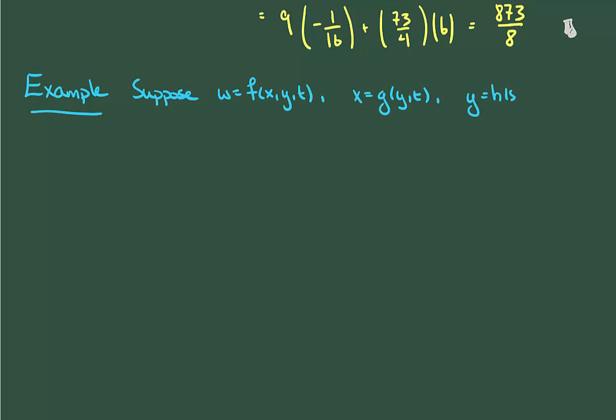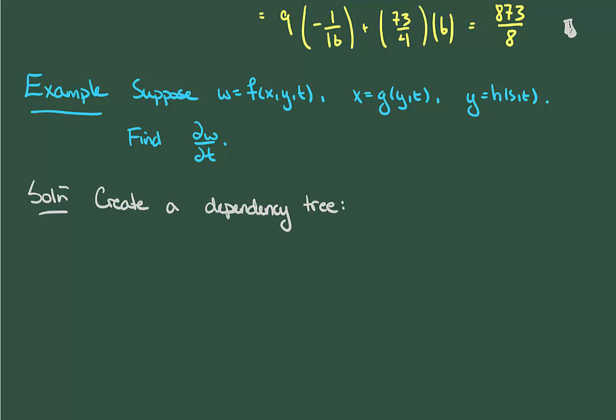Here are a bunch of functions. Let's find dw dt. Notice that every function has a t in it, and x also depends on y. This could make things interesting. But instead of panicking, we'll do what we normally do and create a dependency tree. W depends on x, y, and t. X on t and y, and y depends on s and t.